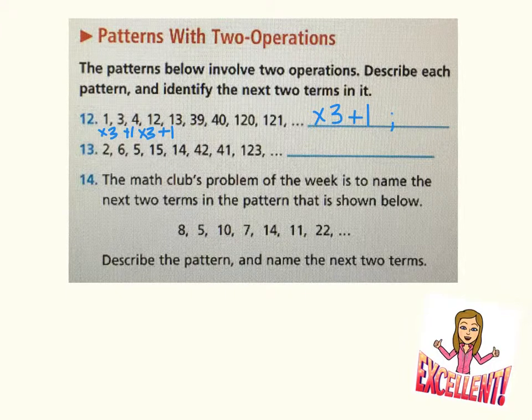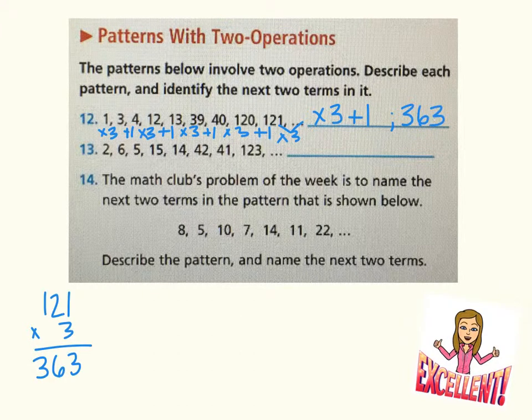And then the next two terms, so they did times 3 plus 1, times 3 plus 1. So to find the next two terms, I'd have to take 121 times 3. So let's do that one next. 3 times 1 is 3, 3 times 2 is 6, and 3 times 1 is 3. So 363, and then I'd have to take that plus 1 to get the second term there. Perfect.